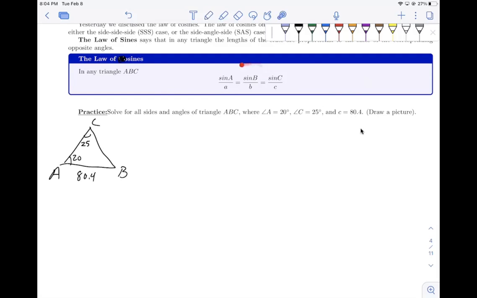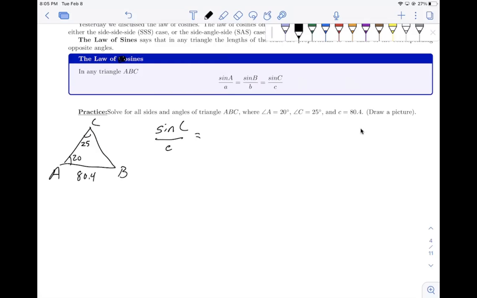Which equations to use really just depends on what information you actually have. Notice that sine of angle A has to go with side A, sine of angle B has to go with side B, and sine of angle C has to go with side C. So clearly we're going to want to use the part with sine of C over side C being equal to something. The question is, do we make this equal to sine B or to sine A?